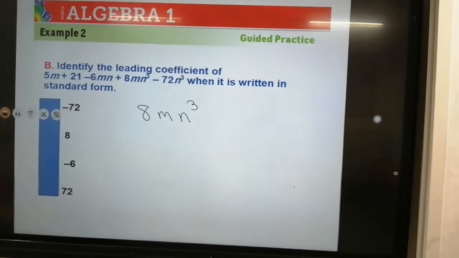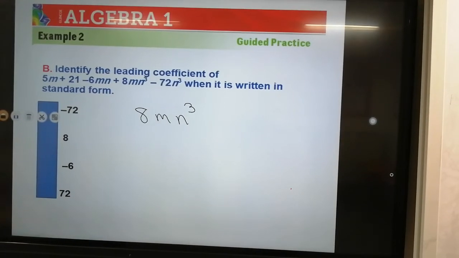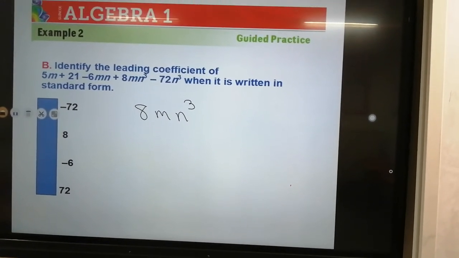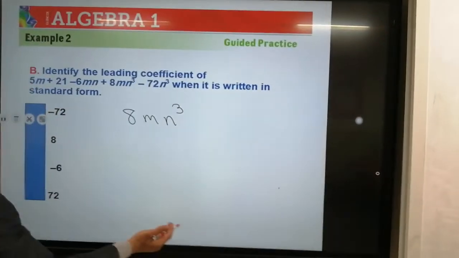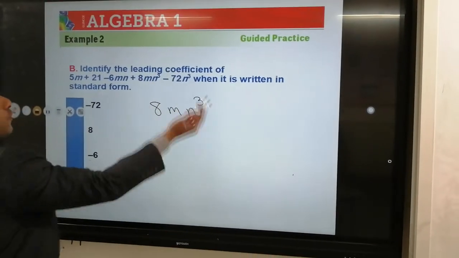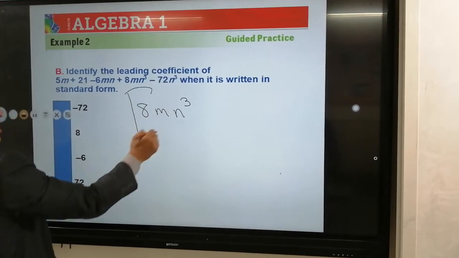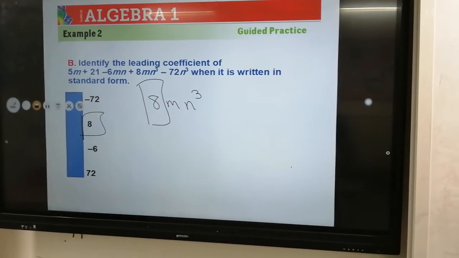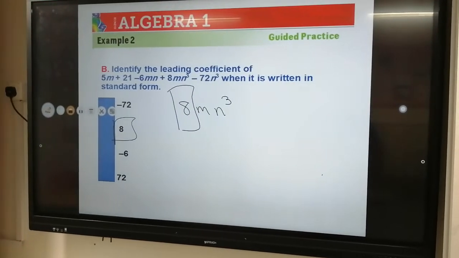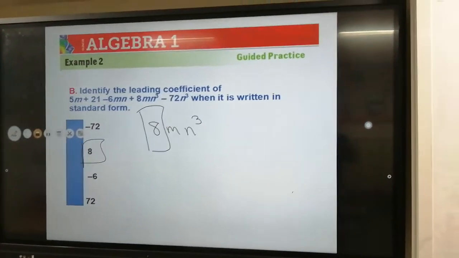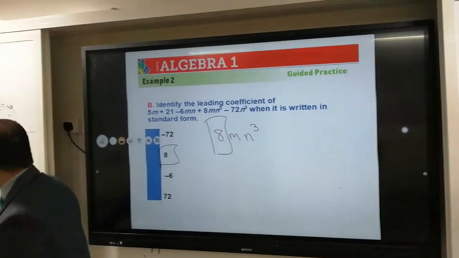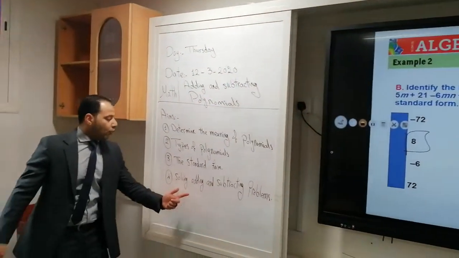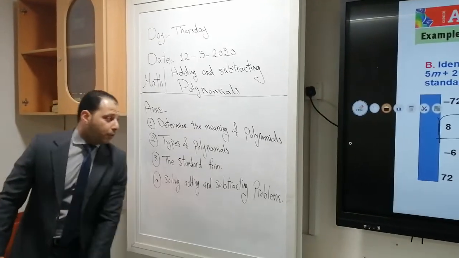So this is our first term. The leading coefficient is the coefficient of the first term. This is the first term, so the leading coefficient is 8. Excellent. The leading coefficient is 8. Inshallah we'll complete by talking about the last point, which is solving adding and subtracting problems.